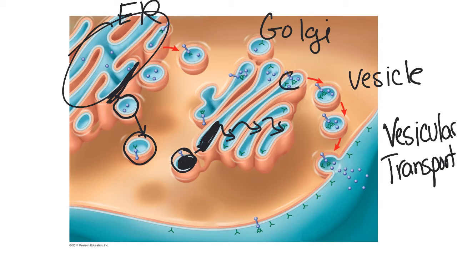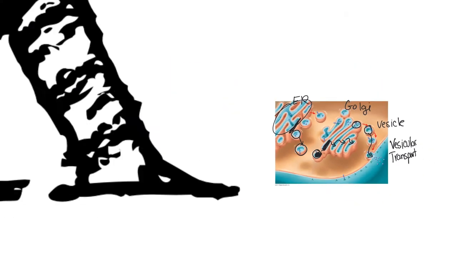And so then we can pinch off parts of the Golgi into a vesicle and then move it. Okay, so that is called vesicular transport. It happens within the cell, but it is also how we can move a great deal of material, a bulk amount, into or out of cells. So that is where we're going now.